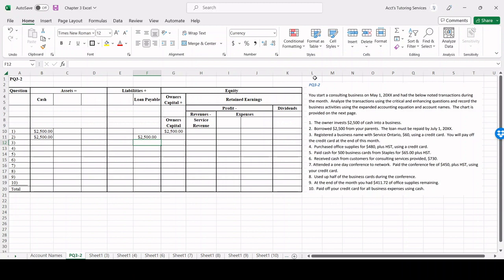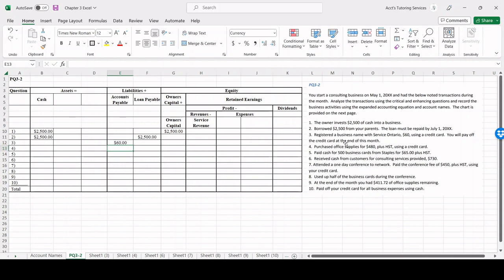Number 3 is registered a business name with Service Ontario, $60 using a credit card. You will pay off the credit card at the end of the month. So you don't always have to do the first part of the transaction first. If you know right away the credit card is a liability, let's get that out of the way first. Why not? So the account that's going to be used for credit card is going to be accounts payable. Let's set that up over here. And for transaction number 3, we know that credit card or accounts payable, the liability is increasing. So we're just going to update it right away.